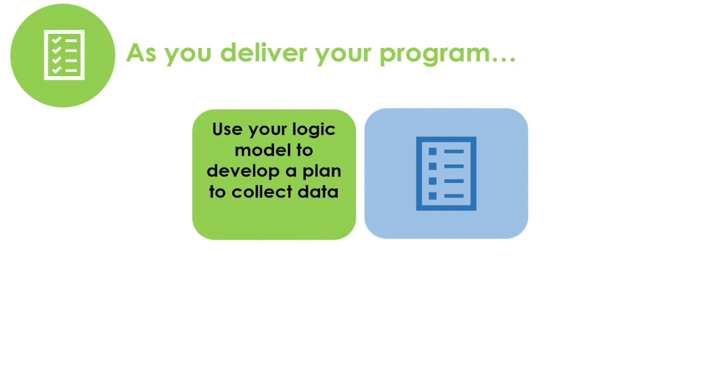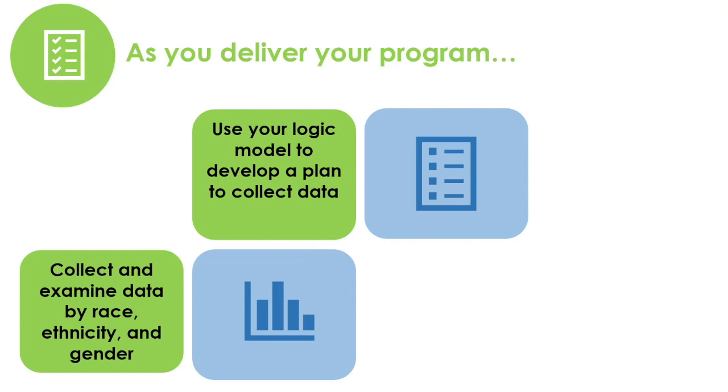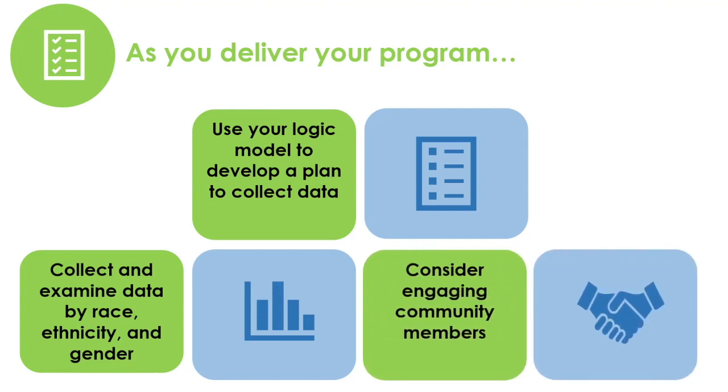Collect and examine data that allow you to look at outcomes for program participants by race, ethnicity, and gender, so that you can see whether your program is helping some groups more than others. Consider engaging community members during this step, as they can offer valuable insights to help troubleshoot problems uncovered by your data review. For more on this step, check out video 4.